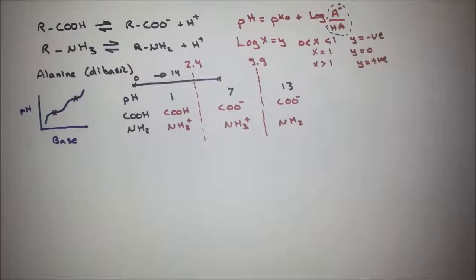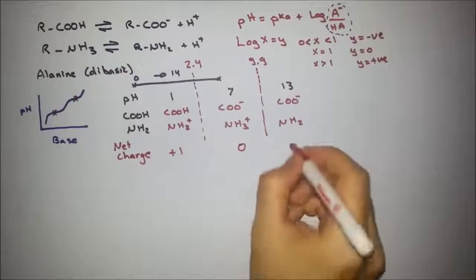What really matters to us is the net charge on the amino acid. When pH was equal to 1, the net charge was equal to positive 1, which the protonated amine contributed to. When the pH was 7, the deprotonated and protonated forms of the carboxylic and amine group cancelled each other. And when both groups were deprotonated at high pH, the net charge was negative 1.